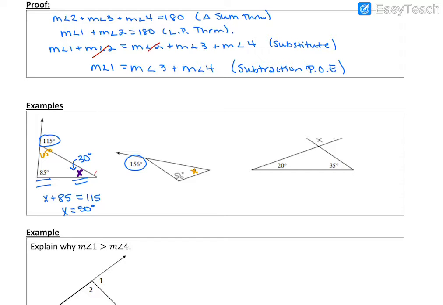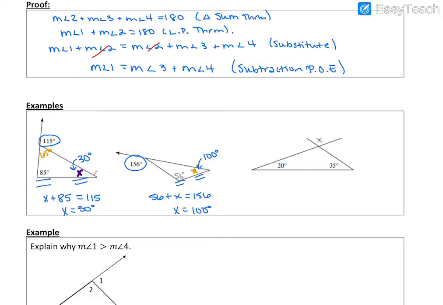156 is your exterior angle. 56 and x are going to be your remote interior angles. So 56 plus x has to add to 156. Subtract 56 on both sides. You're going to find that x is 100. Okay, so we found that x was 100 degrees.